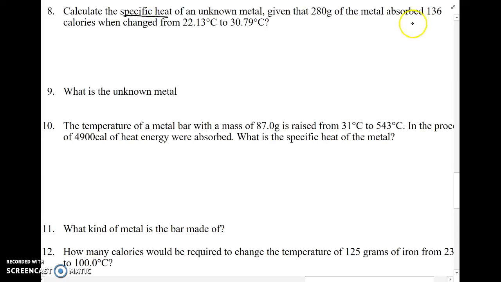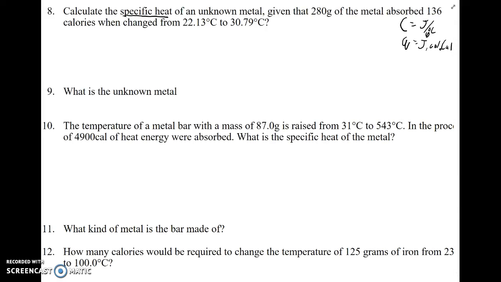It gets important for me to remember that specific heat is C, and heat energy is Q. So again, specific heat is joules per gram degrees Celsius, and heat energy is joules, calories, or food calories. Again, it's really, really important for us to keep those things straight.